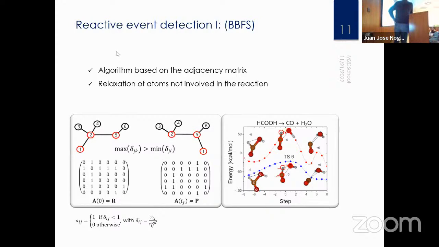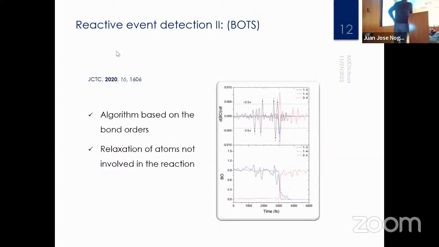Okay, so again, I have already mentioned this. This is the last step. And then we have also another alternative. We don't need to use matrices. We can use bond orders. This is more chemical, and for this we don't need matrices.